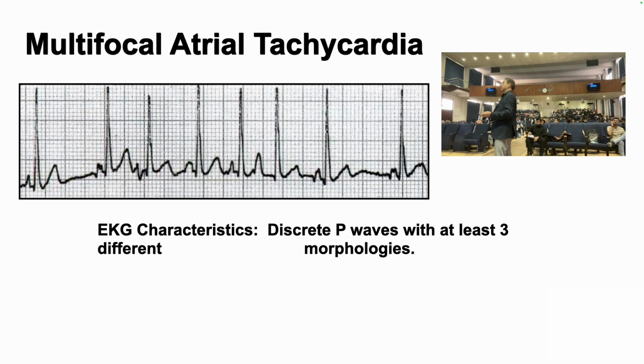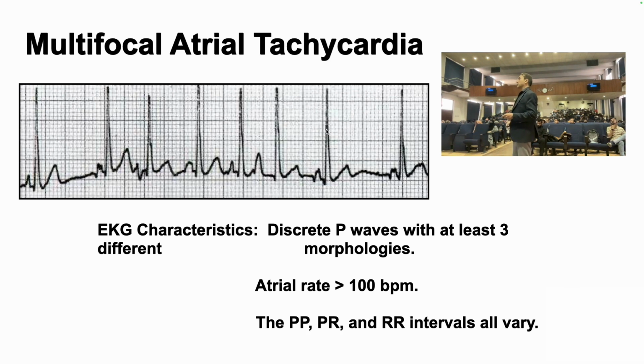Discrete P waves with at least 3 different morphologies, an atrial rate greater than 100 beats per minute, and the PP interval, the PR interval, and the RR interval all vary. This is an irregular rhythm. When you see an irregular rhythm on pulse, the other irregular rhythm is atrial fibrillation. So you have to differentiate primarily between these two, MAT and atrial fibrillation.